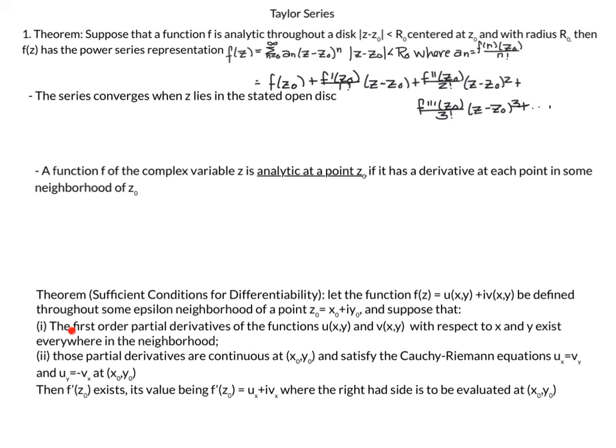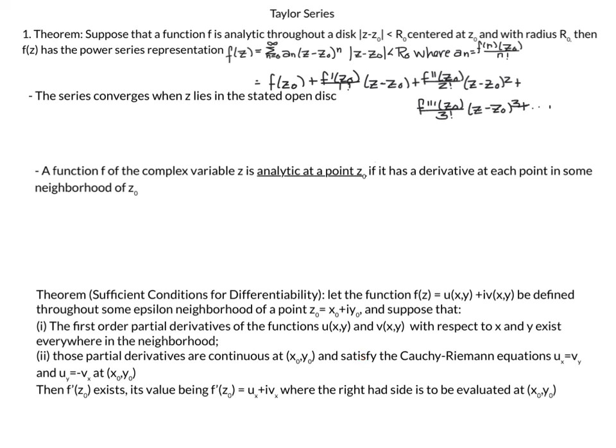Then we said first, the first order partial derivatives of the functions u of x,y and v of x,y with respect to x and y exist everywhere in the neighborhood. So we take the partial of u with respect to x, the partial of u with respect to y, the partial of v with respect to x, and the partial of v with respect to y, and they should exist everywhere in our neighborhood around our z naught. And 2, those partial derivatives need to be continuous.